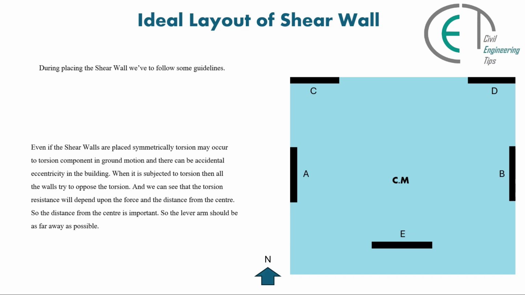When it is subjected to torsion, then all the walls try to oppose the torsion, and we can see that the torsion resistance will depend upon the force and the distance from the center. So the distance from the center is important, so the lever arm should be as far away as possible.